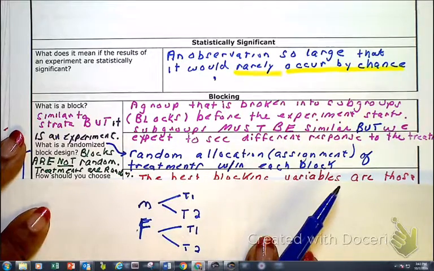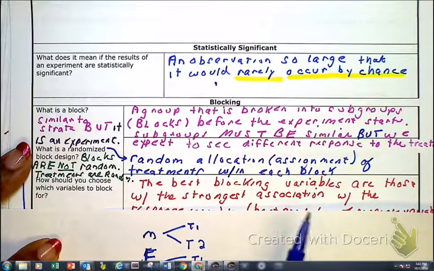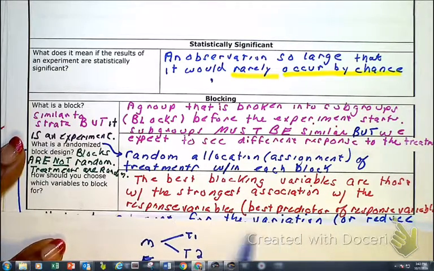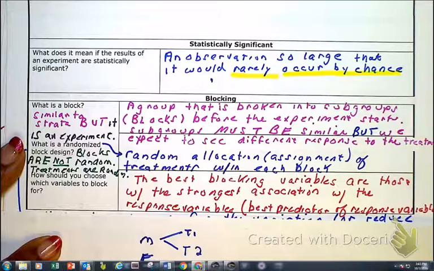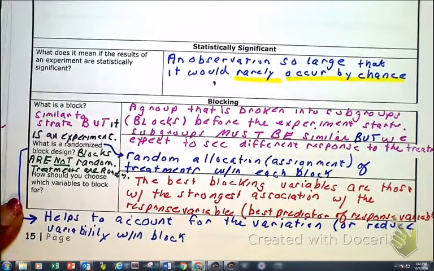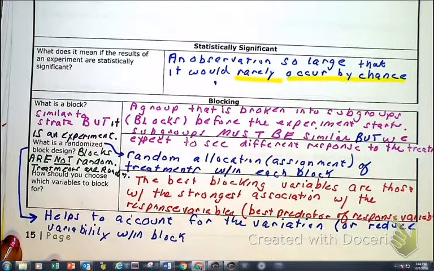Sorry for the sniffles. Now, next, how should you choose which variable to block? Well, here the best blocking variables are those that give the strongest association with the response variable. So which is going to give us the best predictor of the response variable. So let's go back to that exercise program with the guys. We are expecting that guys are going to lose weight faster than girls. Well, that's why I would have chosen those types of blocks.